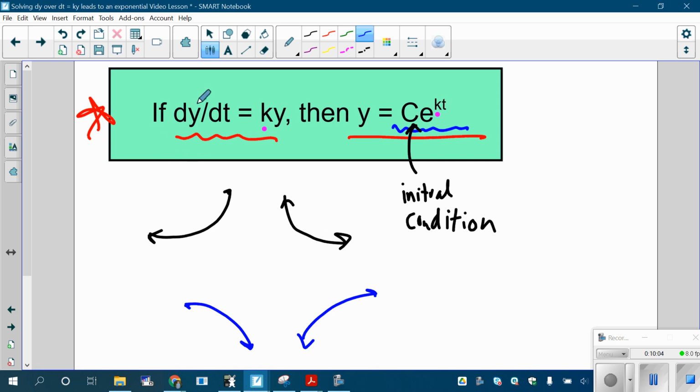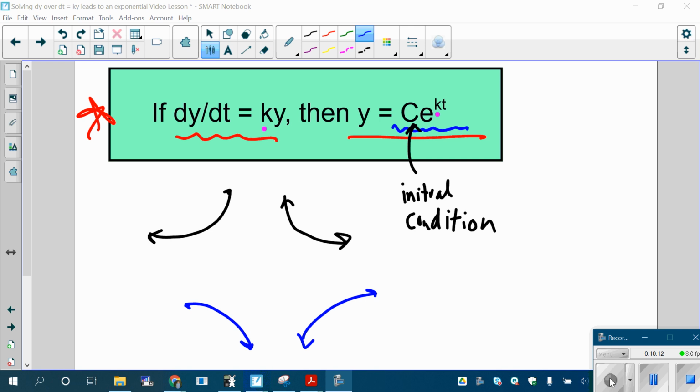And you can always solve this by separating the variables. You can always do that. This is a shortcut. And it's a good shortcut to know, because these types of differential equations show up very, very often. I'll give you a super quick example here.